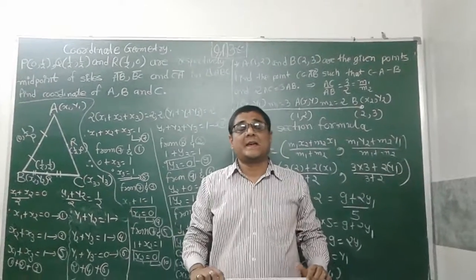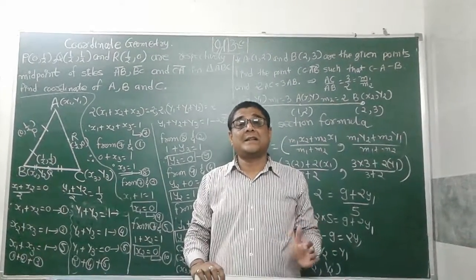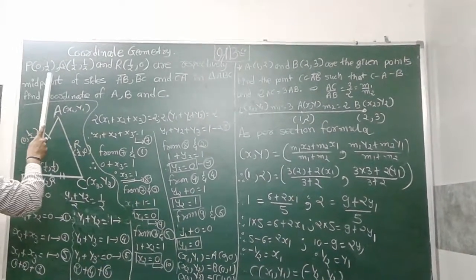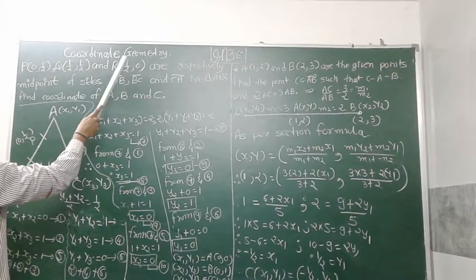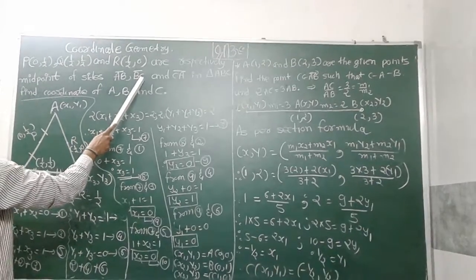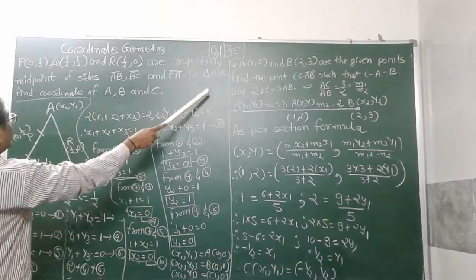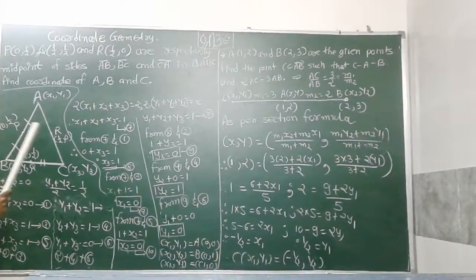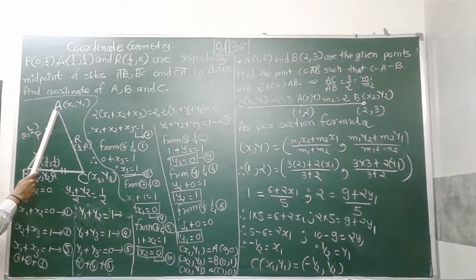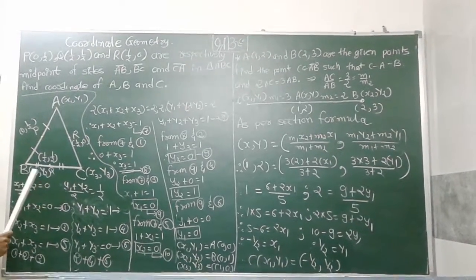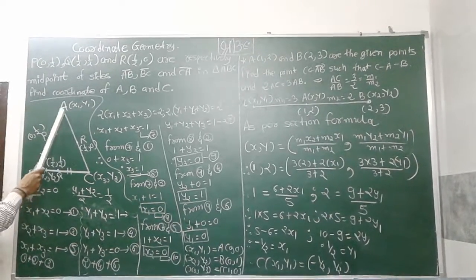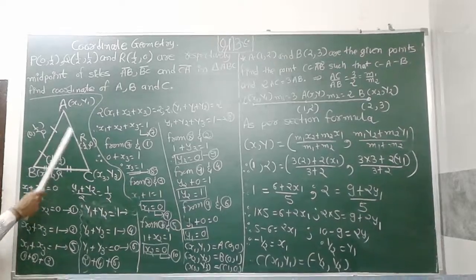Coordinate geometry, an application of midpoint formula and section formula. So the sum is like this: P(0, 1/2), Q(1/2, 1/2), and R(1/2, 0) are respectively the midpoints of sides AB, BC, and CA in triangle ABC. So we have to find the coordinates of triangle ABC. Let us consider the coordinates of A as (x1, y1), B as (x2, y2), and C as (x3, y3). P, Q, R are midpoints of line segments AB, BC, and AC.